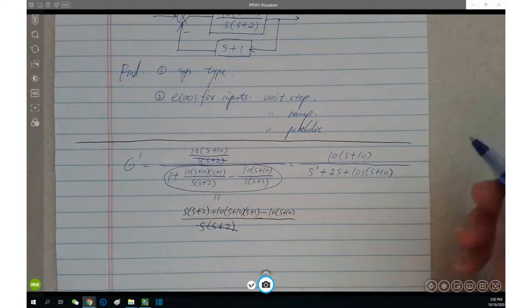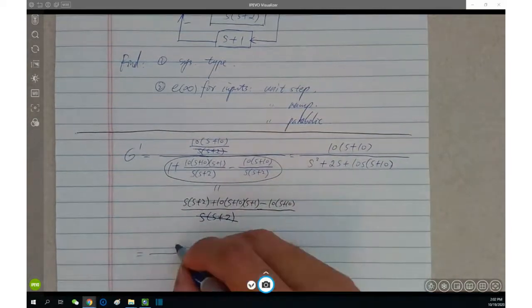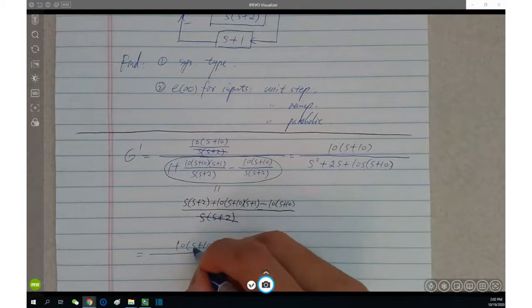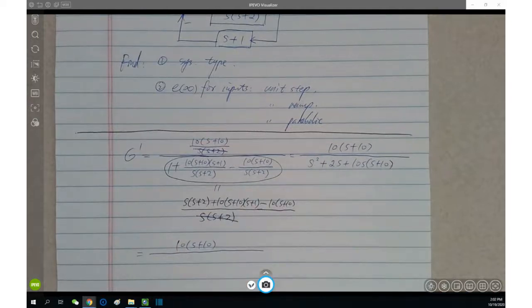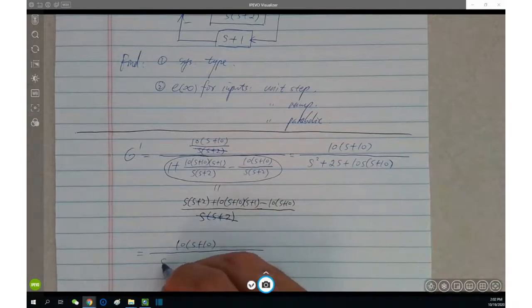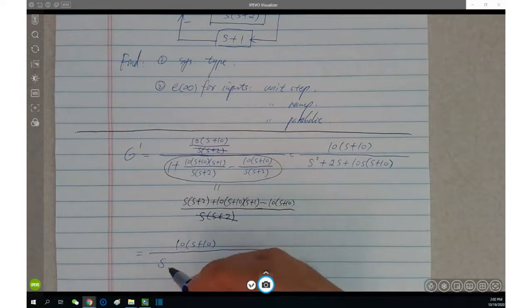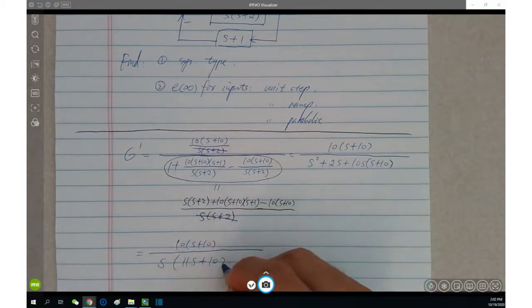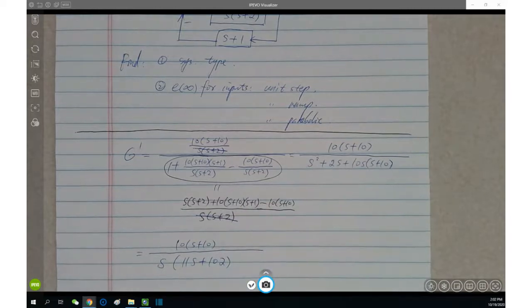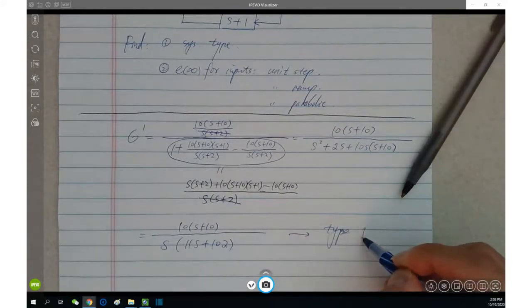So calm down and do one more derivation here. Keep the numerator the same. And then from the denominator, what can you see? You can pull out one s term. Okay, you're able to pull out one s term, and inside the parentheses, you end up with this. This is where we draw a conclusion that it's a type 1 system.